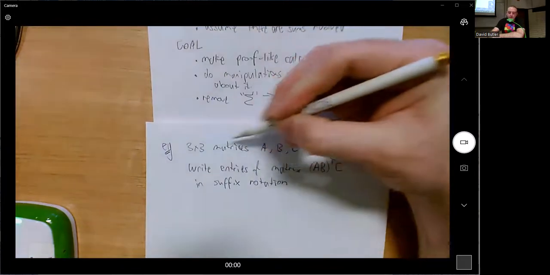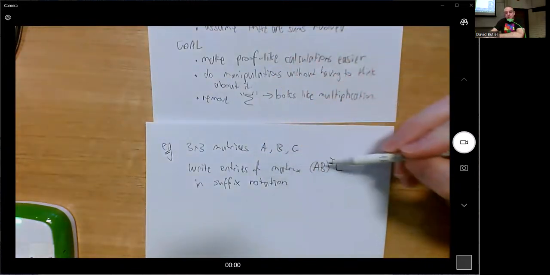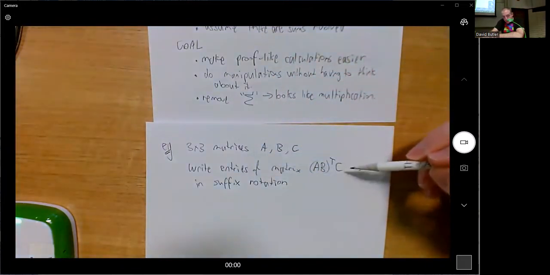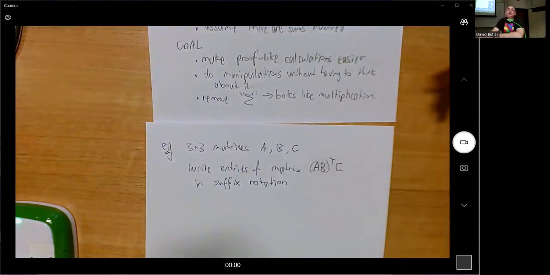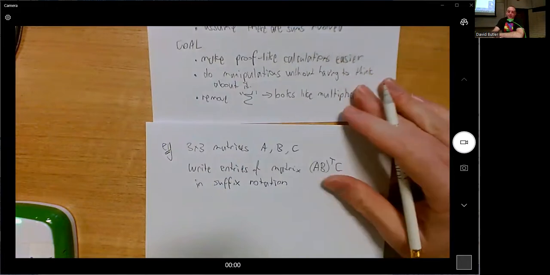Write the end. I've got 3 by 3 matrices A, B, and C. Write the entries of the matrix A, B transpose C in suffix notation. I'm pretty sure this was one of the tutes or something like this. I'm just making something up that seems reasonable.